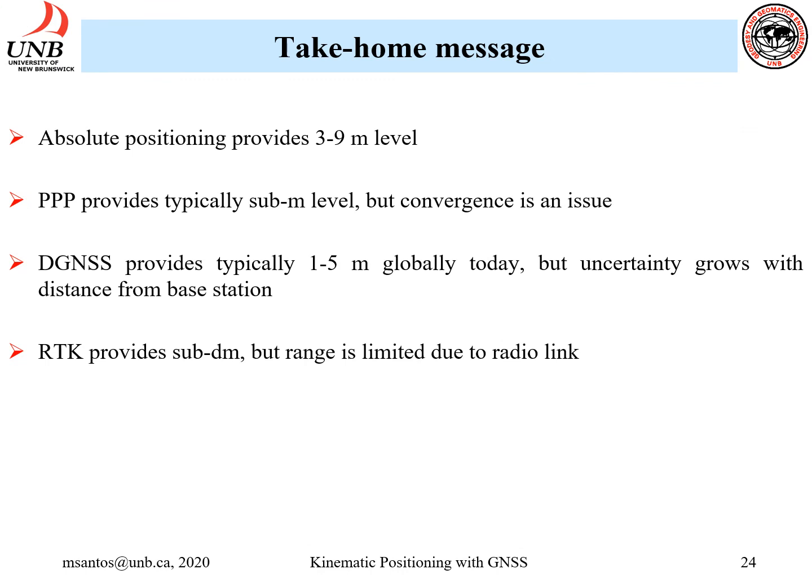Take-home message: absolute positioning provides between 3 to 9 meter level accuracy. Precise point positioning provides typically sub-meter level accuracy, but convergence is an issue. Differential GNSS provides typically between 1 to 5 meter accuracy globally today, but uncertainty grows with distance from the base station. And RTK provides sub-decimeter level in real-time kinematic, but range is limited due to the radio link.